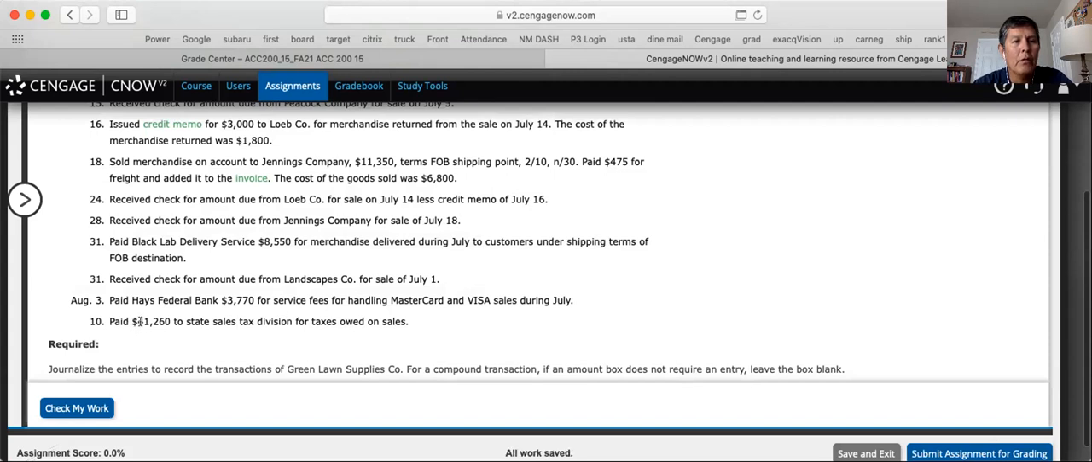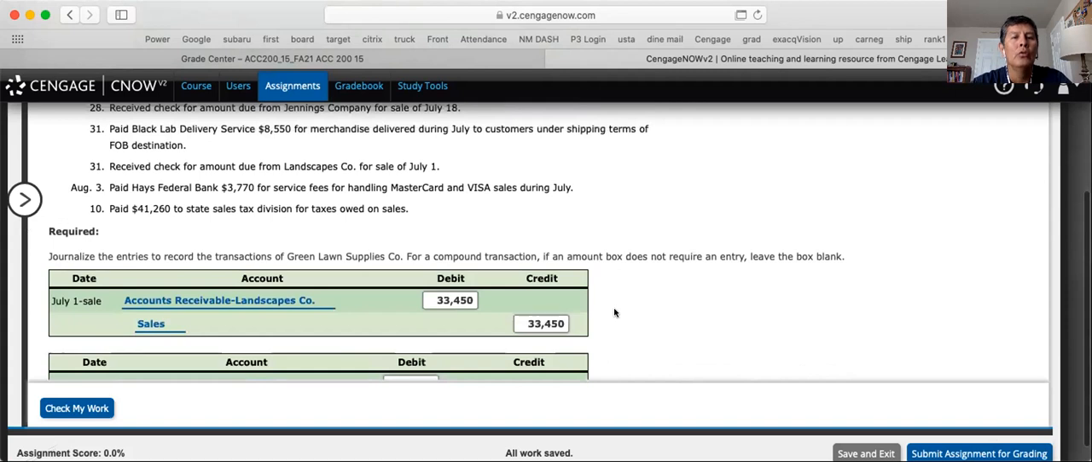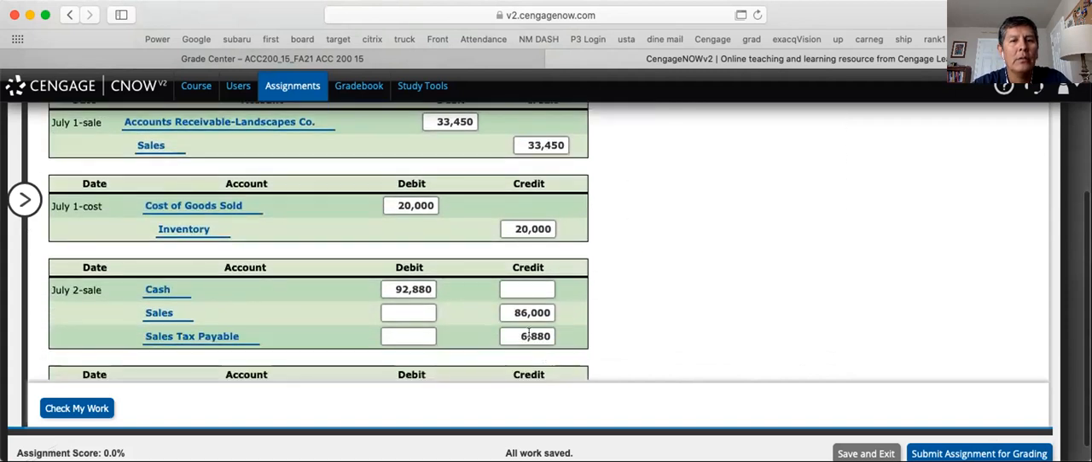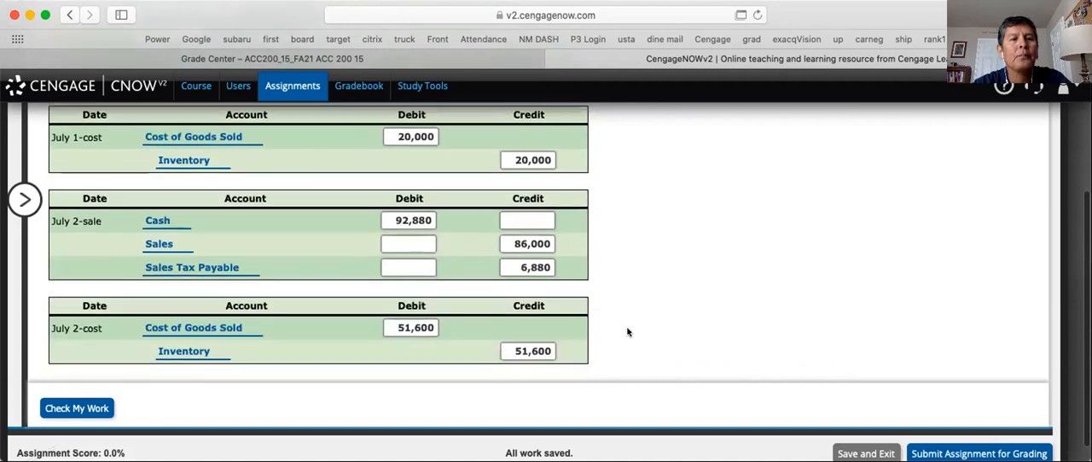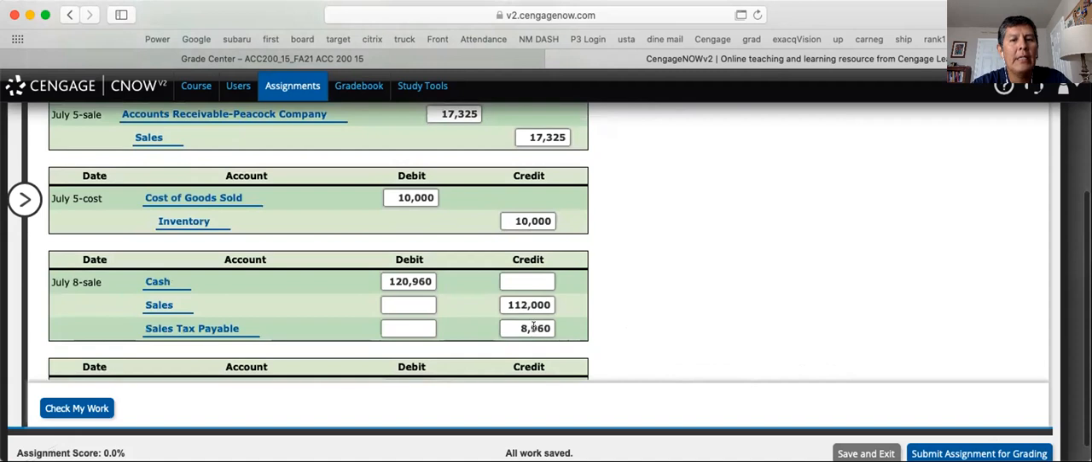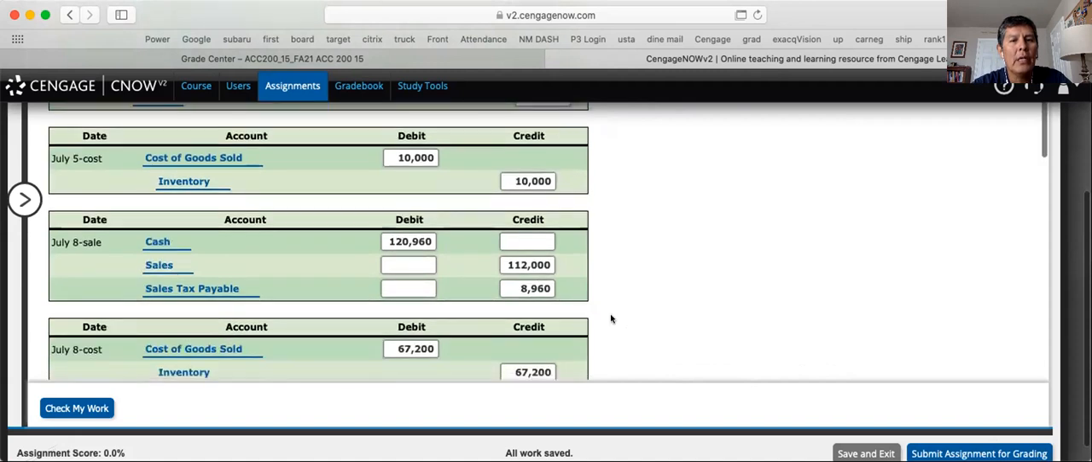Paid $41,260 to the state sales tax division. Remember our accounts payable where we were collecting all the taxes whenever we made sales? Well, that's where now we're going to settle it. We pay this monthly. So look at our tax, $68,880, $89,600, add those together.